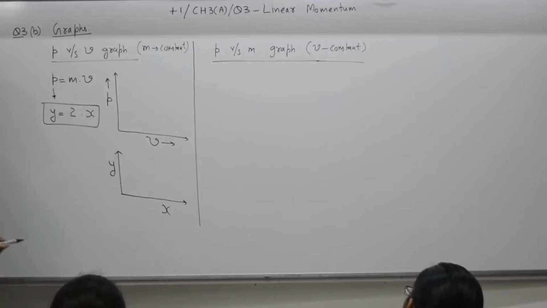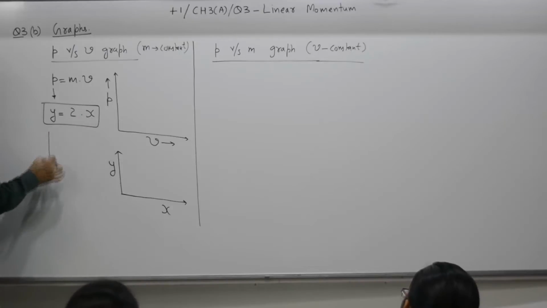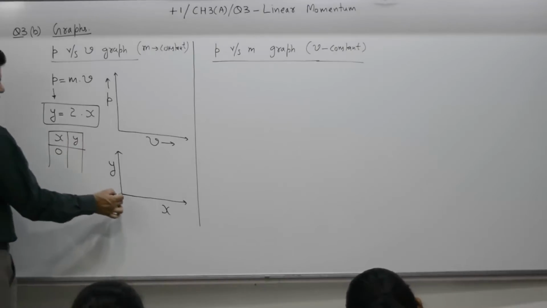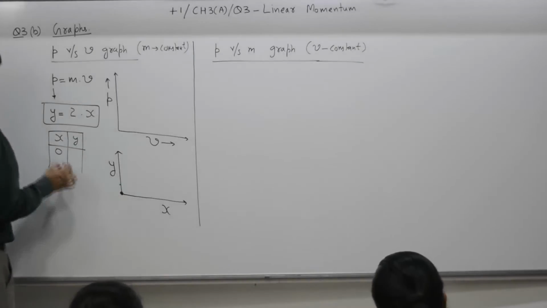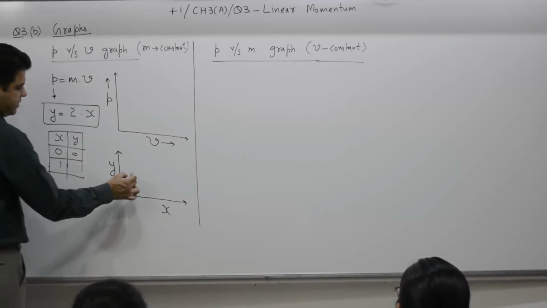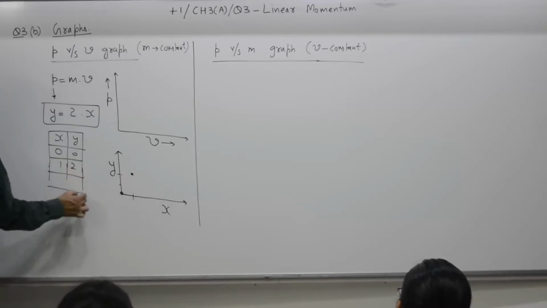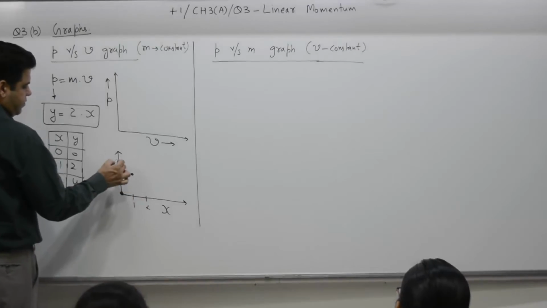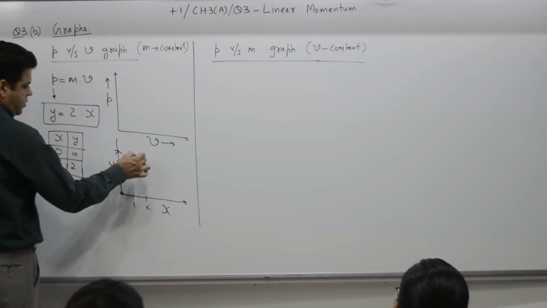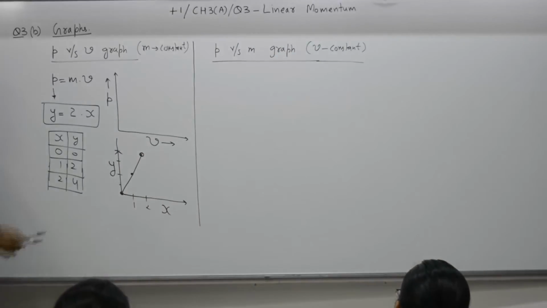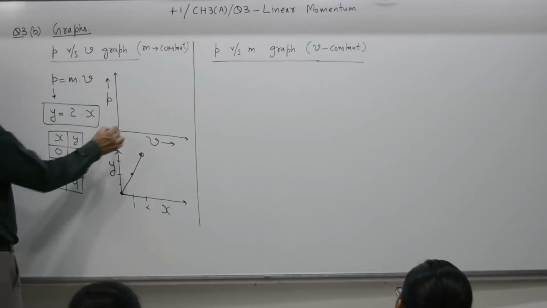First of all, you plot the y-x graph. When x is 0, you can make a table. When x is 0, y is what? 0. When x is 1, y is, yes, 2, correct. When x is 2, y is 4. Here, the PV graph is the same.